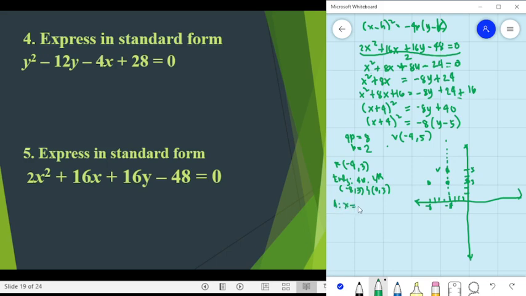Then your axis of symmetry is x equals -4. Your directrix is 2 units above the vertex, 1, 2. So that means your directrix is y equals 7. Then you connect them. Okay, so your parabola opens downward.